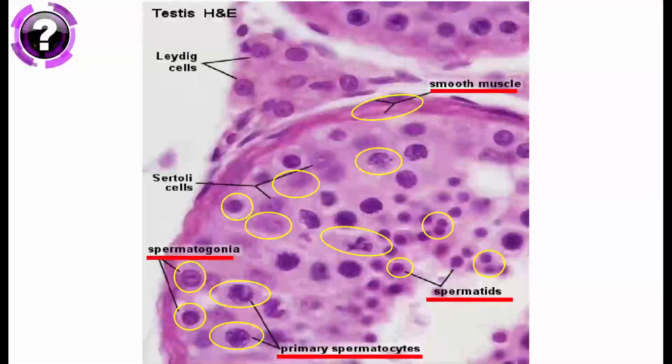Now we need cells to produce testosterone. These cells are outside the seminiferous tubules, in between them. And these are large cells, and they contain, of course, granules, and they are called Leydig cells.